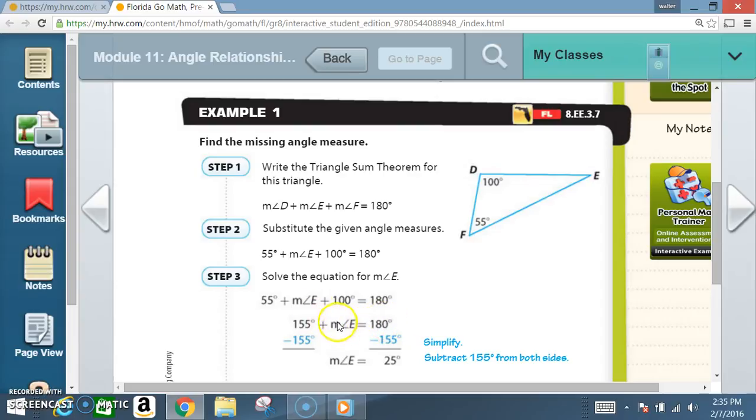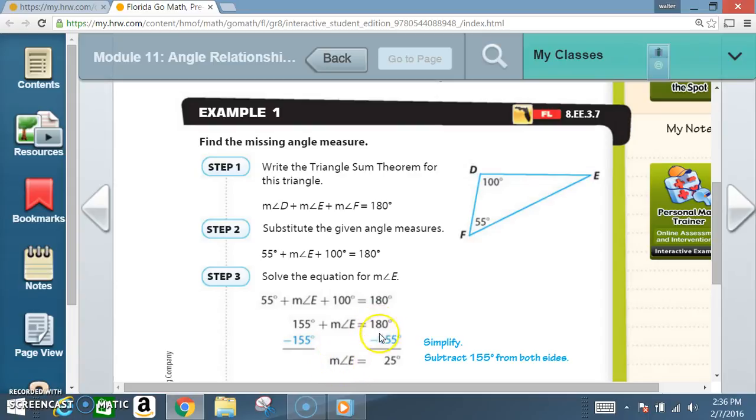I want to get the measure of angle E by itself. This is a positive 155, so therefore I'm going to do the inverse. What's the inverse of a positive 155? A negative 155. What I do on one side, I must do the same thing on the other side. So 155 minus 155 is 0. This cancels out. So I got the measure of angle E by itself.